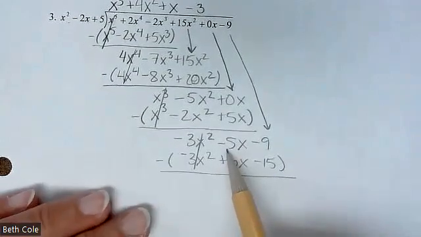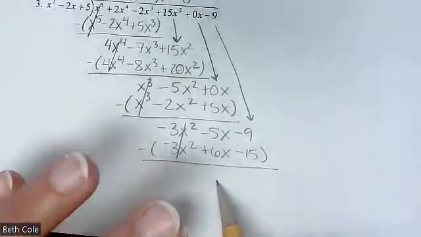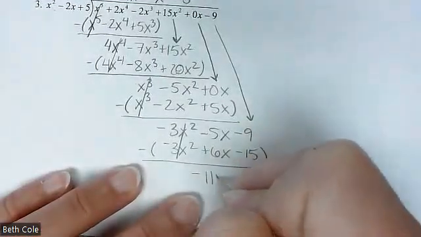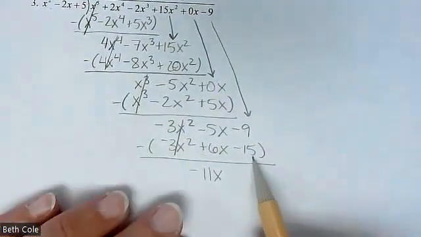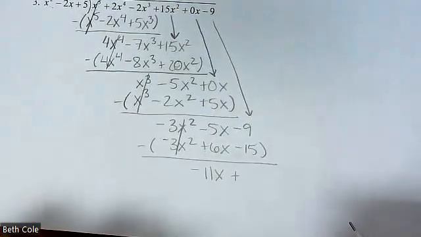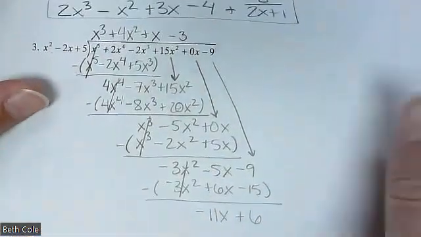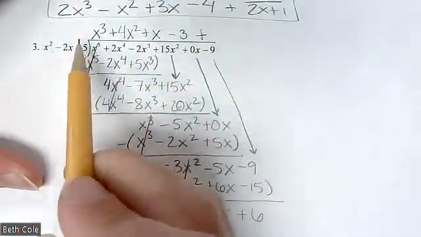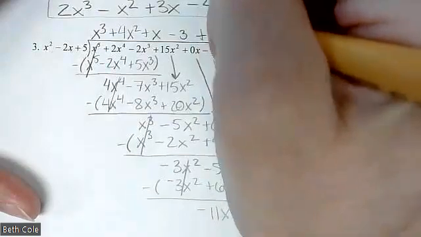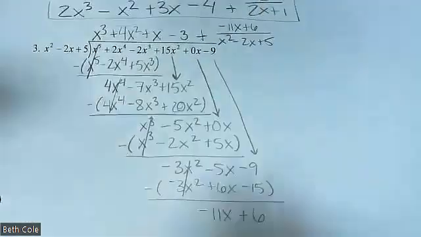So this is negative 5. And then what? Minus 6. So what would that give us? Yeah, negative 11x. And this is negative 9 plus 15. 6. That's the remainder. We're done. You just have to write it at the end. It's going to be plus, and I know this looks awful, but it's going to be this over your divisor. So negative 11x plus 6 over x squared minus 2x plus 5. And that's all your answer.